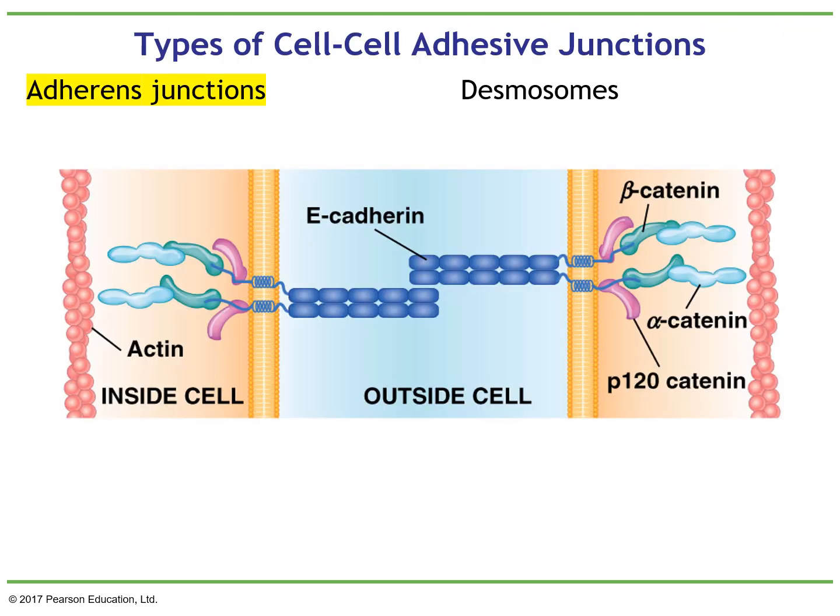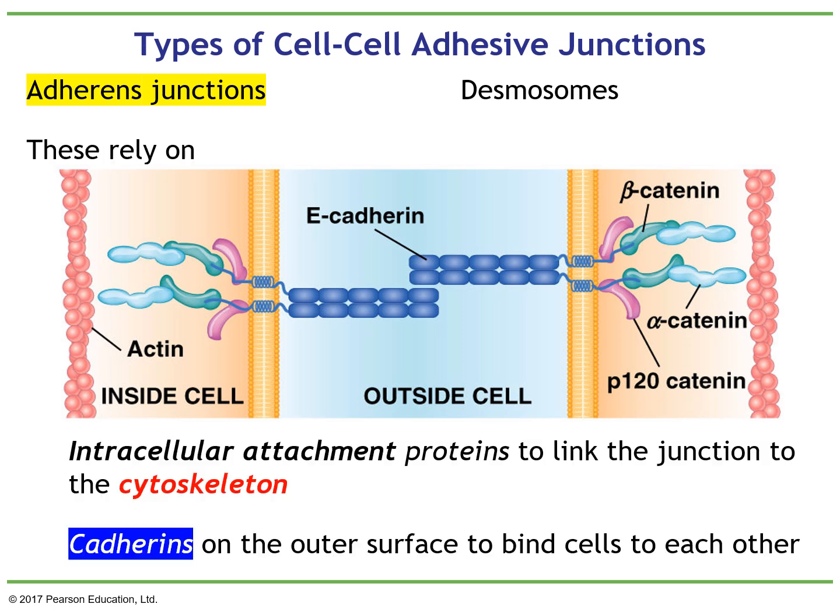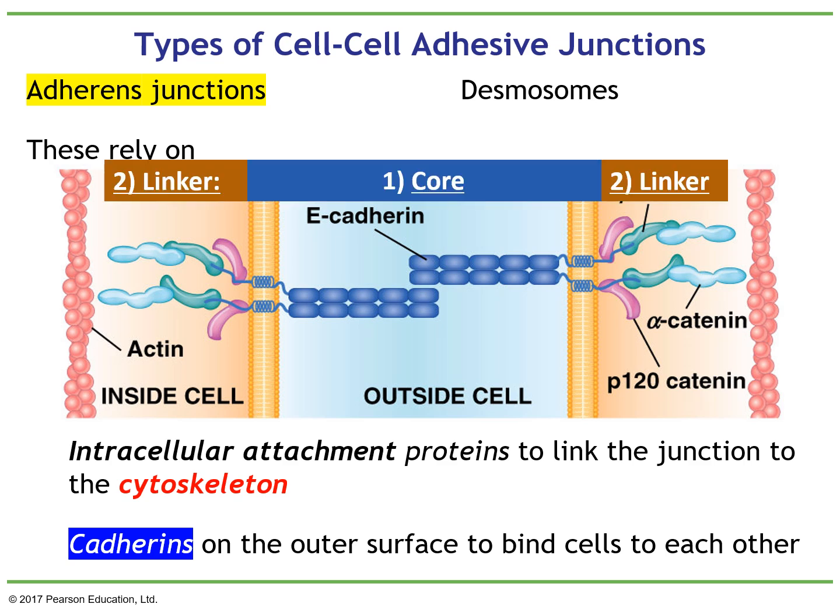Okay, based on your textbook, there are two types of adhesive junctions, the adherens junctions and the desmosomes. And the adherens junctions are intercellular attachments that join the cadherins to the cytoskeleton. And here you can see again the same things that I have told you.